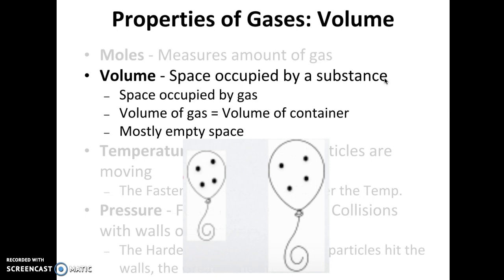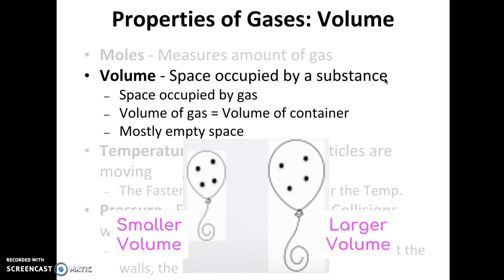Okay, so if volume is measuring the space occupied by a substance, which of these particle diagrams shows a gas with greater volume? Right, the one on the right is the one with a larger volume, and we know that because the size of the container is bigger. Even though in both cases you have the same number of moles, you still have 4 particles of gas on both sides, the volume is still larger because the container is larger. And remember, volume of the container is equal to the volume of the gas.